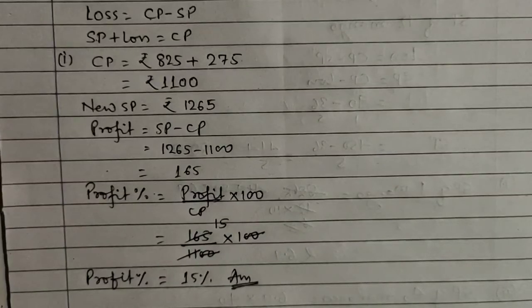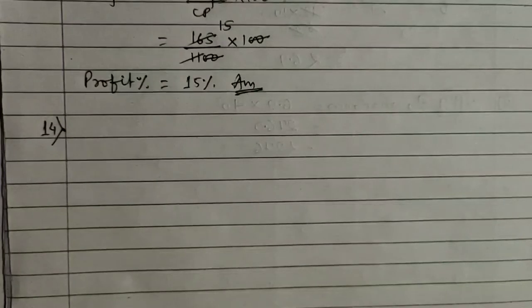Next we will solve question number 14 and question number 16. Only these two questions we are going to solve. Let's see question number 14. Question number 14 is saying, the selling price of an article is 96% of its cost price. This question you have to understand properly because it is a different type of question, and totally the question depends upon the understanding and the concept.